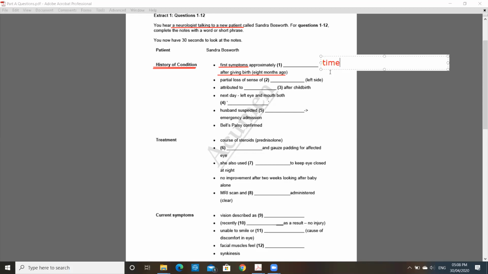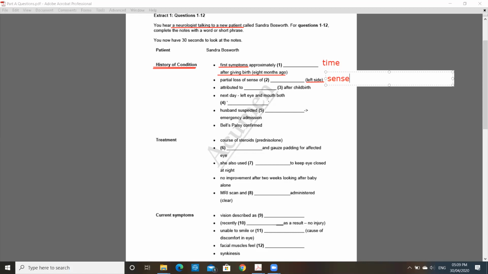In the second bullet point, the neurologist has written partial loss of sense of blank, and where the loss of sense is also given, left side. So here I'm going to write a word related to senses. It has to be one of the senses. Which sense was lost? And we always pay attention to negative words. Loss. Attributed to. What do you mean by this?